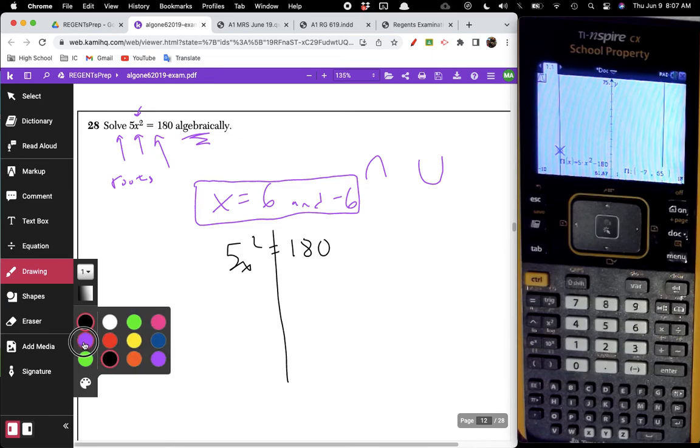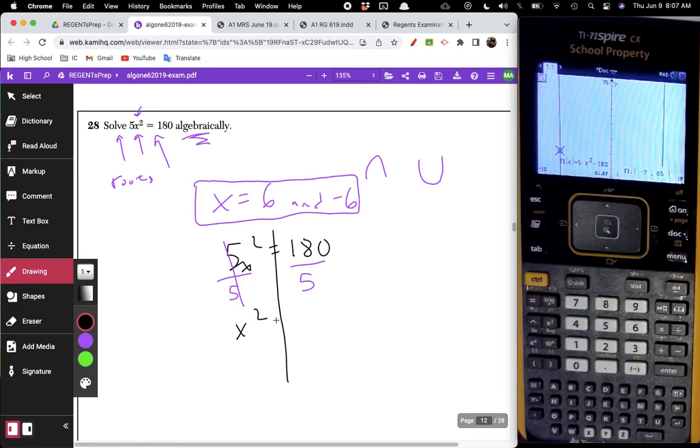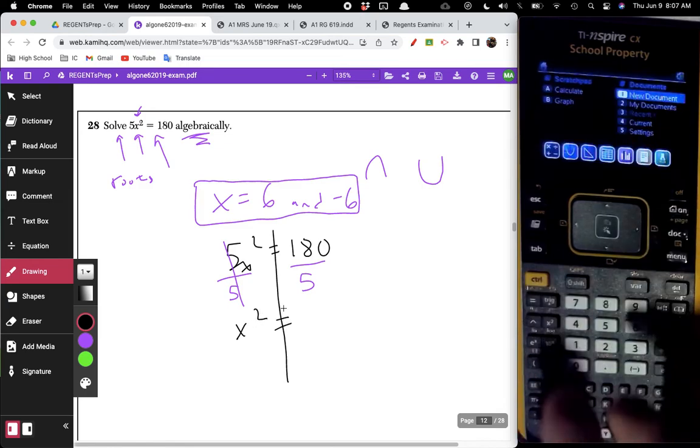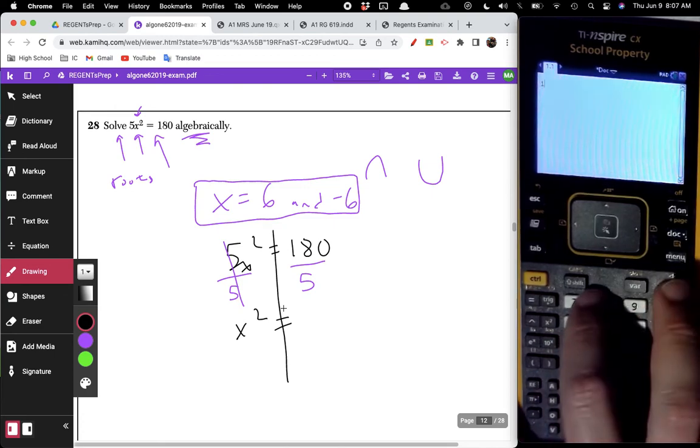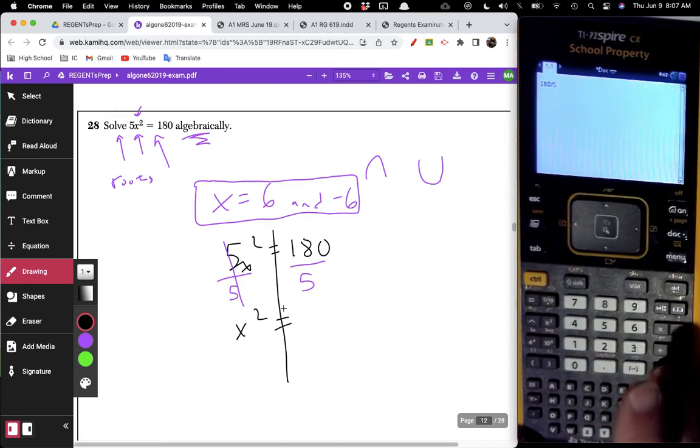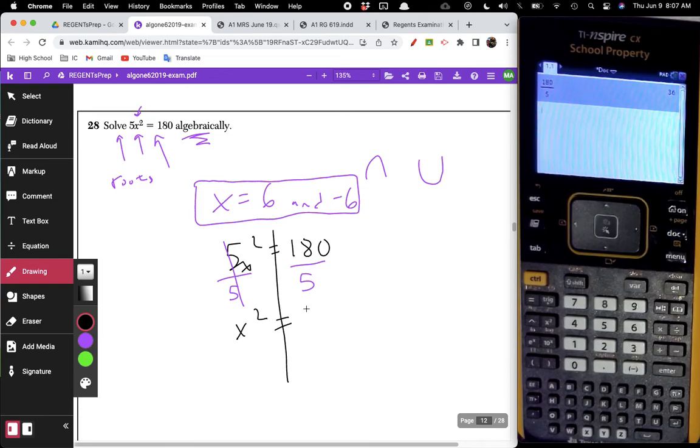I'm going to start by dividing both sides by 5. Divide both sides by 5. Here the 5s will cancel. I remain with x squared. It's getting a little more alone. If you want to do this in your calculator, there is no shame in tossing it into your calculator. 180 divided by 5, I find 36.